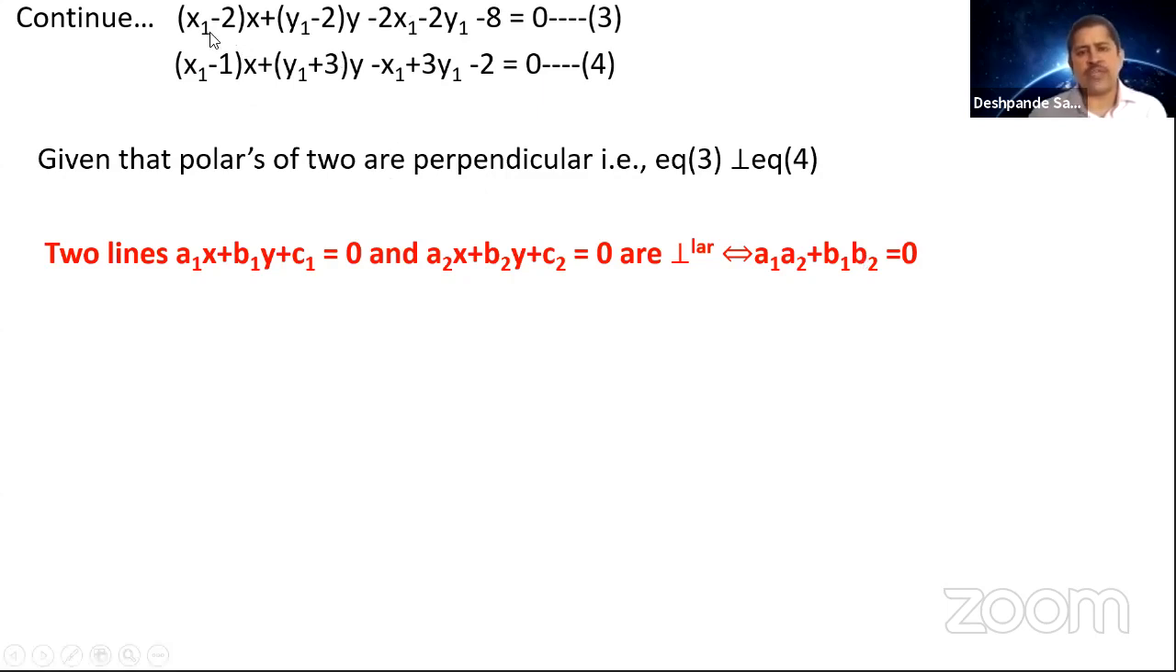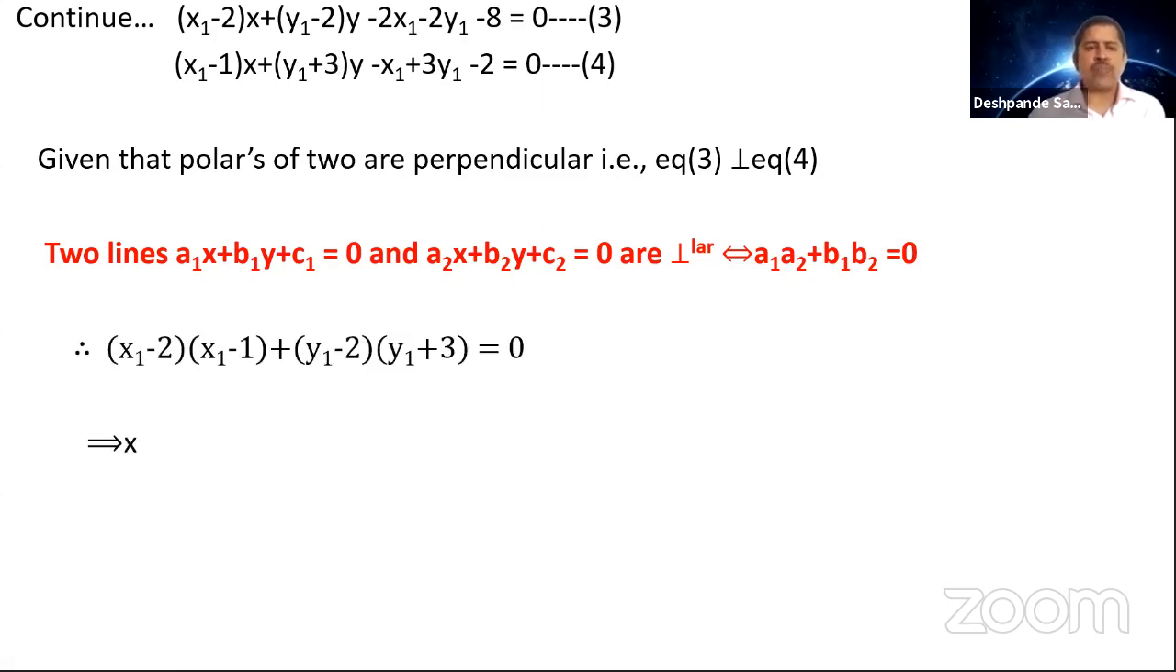Now compare with the problem given here. What is the coefficient of x here? It is x1 - 2. So a1 value is x1 - 2. And what is a2? x1 - 1. What is b1? y1 - 2. What is b2? y1 + 3. So you can write (x1 - 2)(x1 - 1) + (y1 - 2)(y1 + 3) = 0.